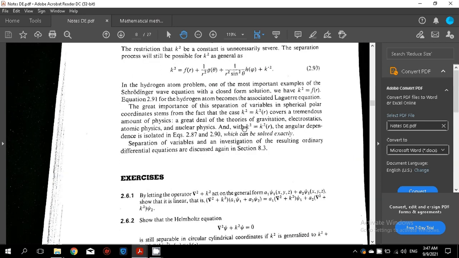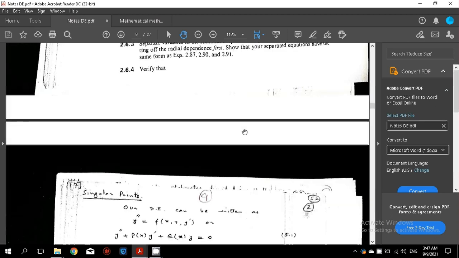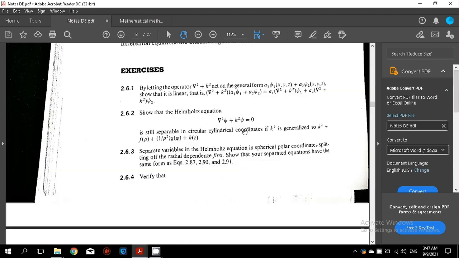Okay, if you want to see more detail of this separation of variables, you will see it in my notes available from the photocopy shop, or you can consult any book to see this.